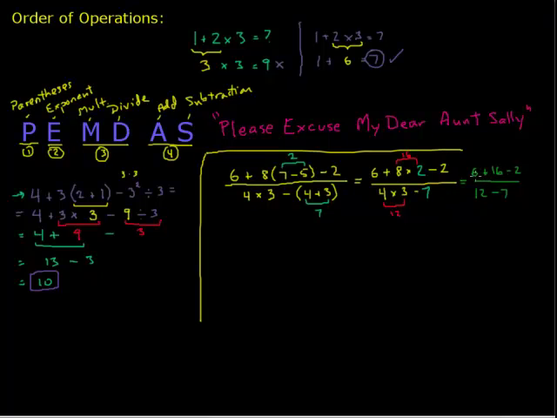Okay, now all we have left is addition and subtraction. We can go in any order we want, but from left to right is usually a preference. 6 plus 16 is 22, and 22 minus 2 is 20. So we end up with 20 up top, and down below we have 12 minus 7. 12 minus 7 is 5. 20 divided by 5 simplifies to 4. And that's it. Hope this helps. See you in the next tutorial.